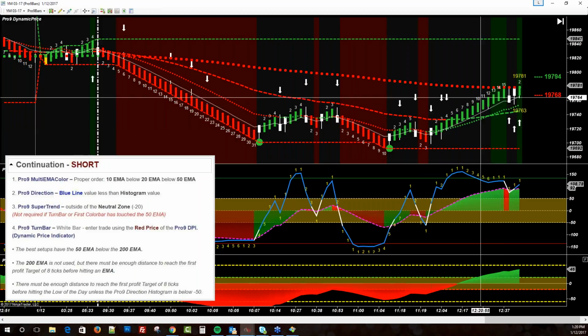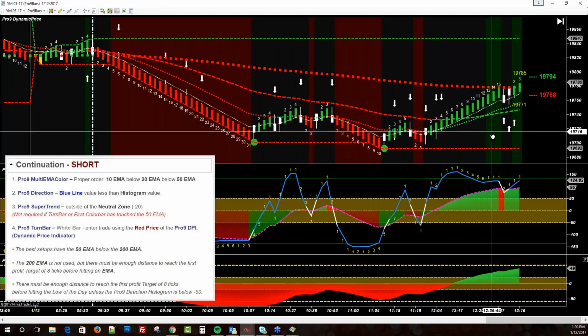So otherwise, the rules are qualified, but that is something universal we want to watch out for. We never want to enter a trade that's heading into the 200 if we don't have enough room to hit our profit target.